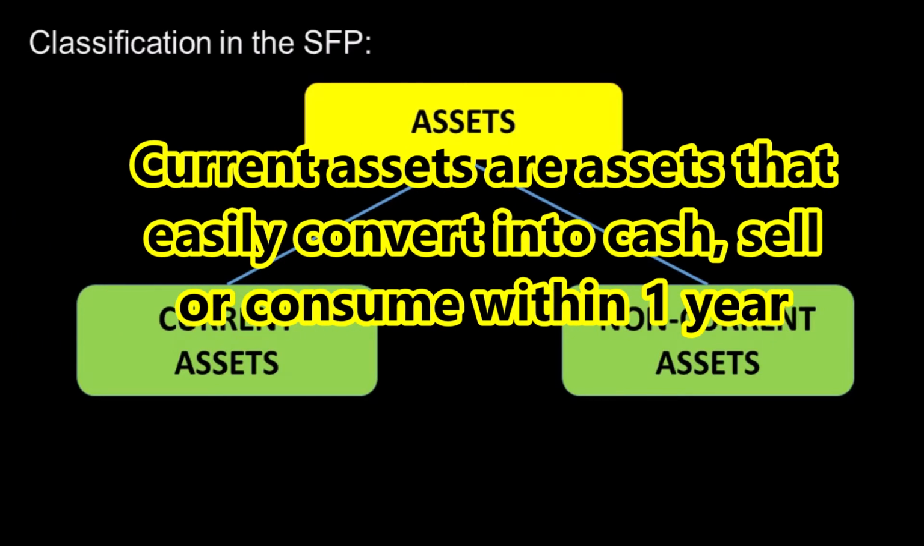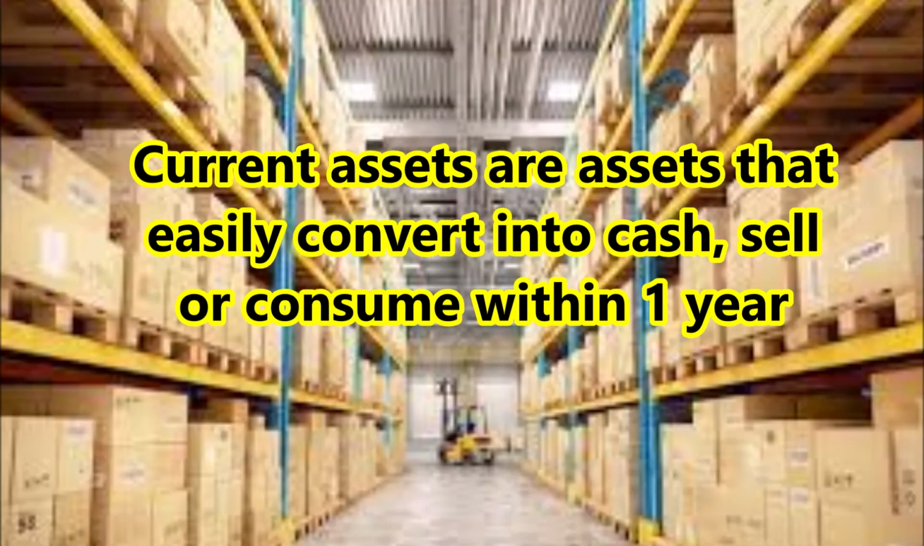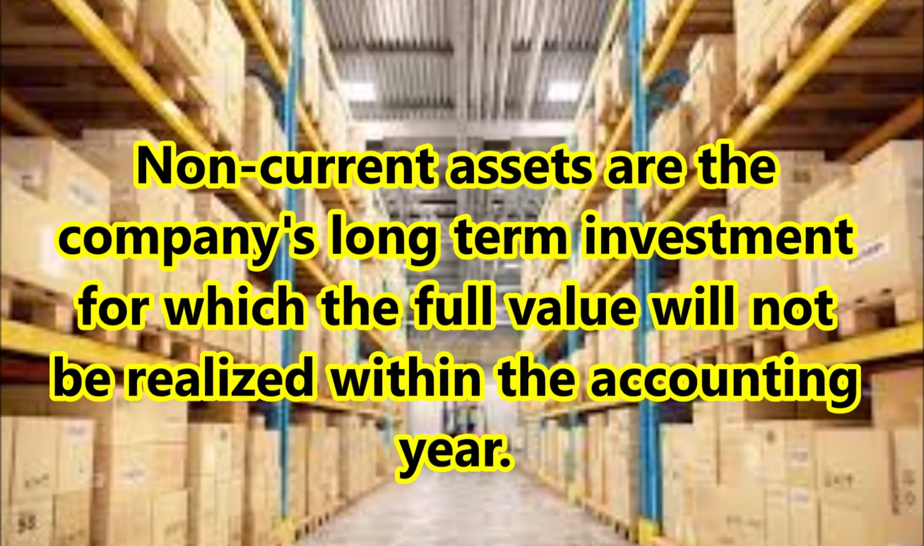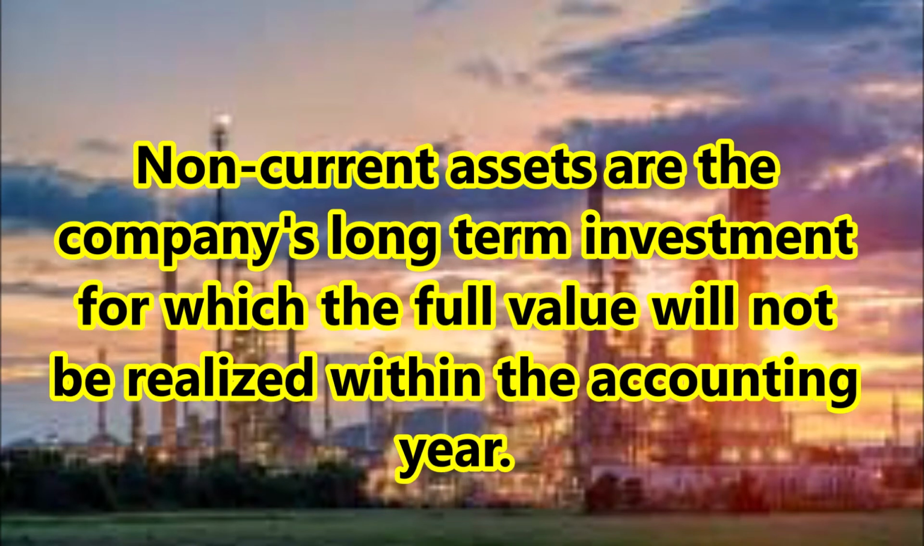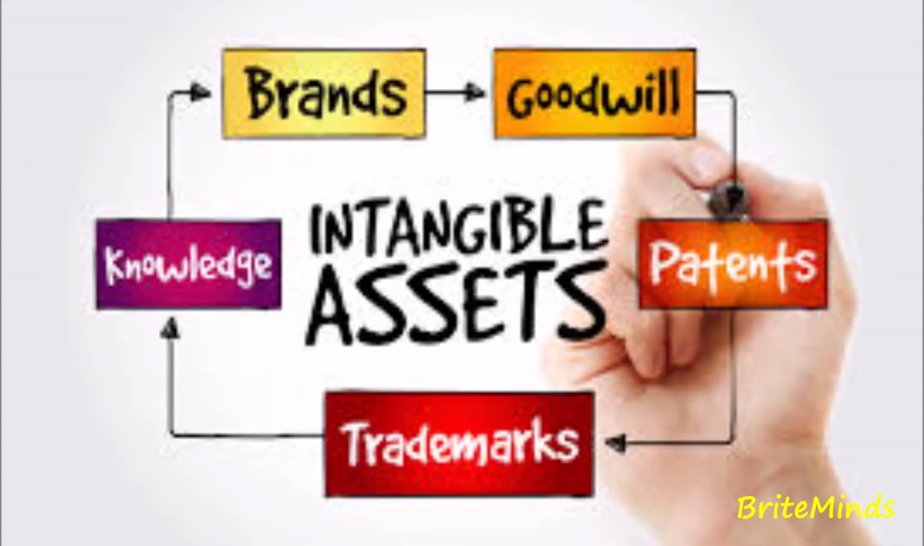Current assets are the cash and other assets a company expects to convert into cash, sell, or consume within 1 year, while the non-current assets are the company's long-term investments for which the full value will not be realized within the accounting year, since this type of assets is not easily converted into cash.